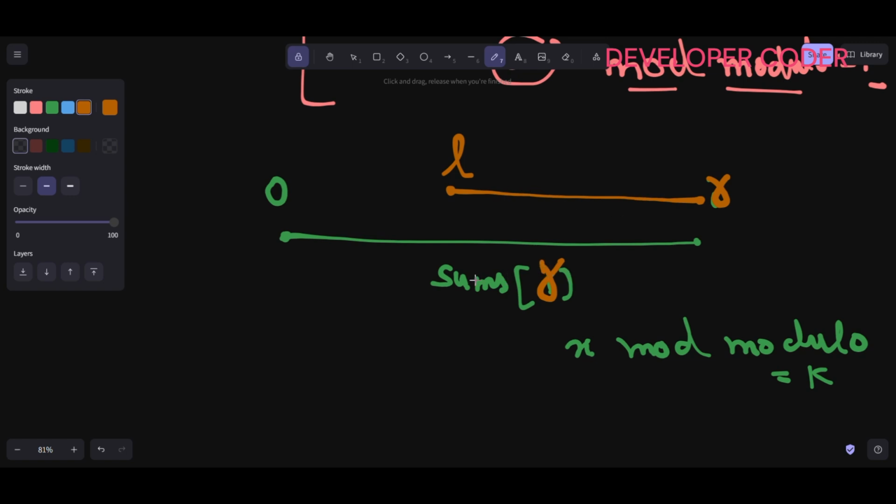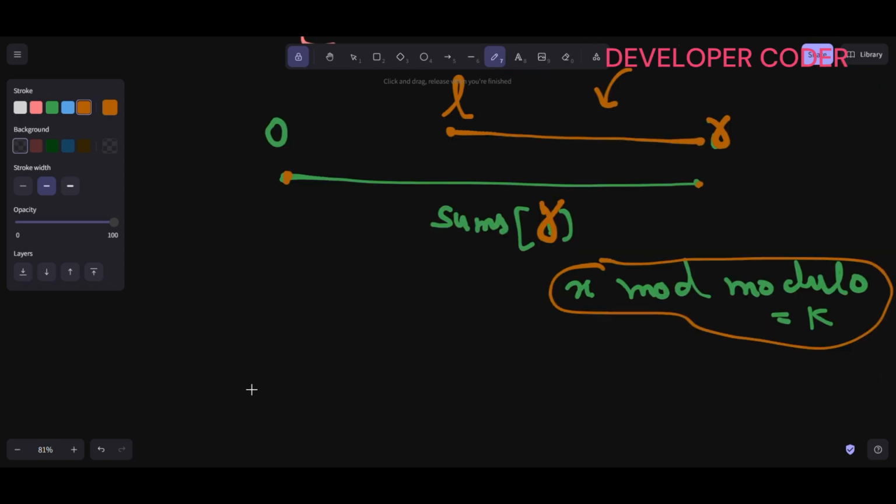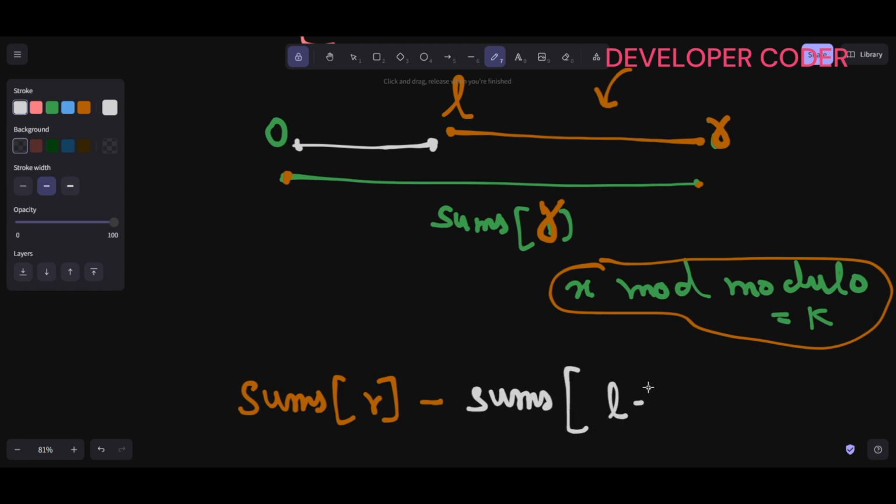So sums of R is nothing but the number of special elements starting from 0 to R which satisfies this x mod modulo equal to k. Now we want to find this range. I can write it like this: sums of R minus sums of L minus 1. Here this is complete, so I can subtract until here, 0 to L minus 1. Simply, from this I am subtracting this part, so definitely I will get this part, that is nothing but L to R.